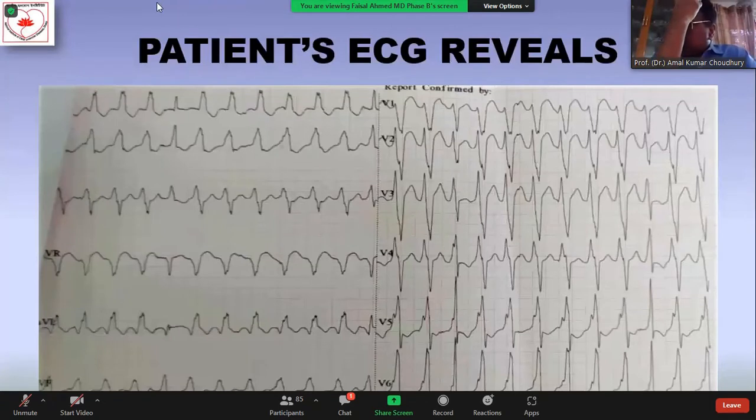Then ask other questions. Any faculty supplement this ECG? Supplementary, any question frequently asked in examination?